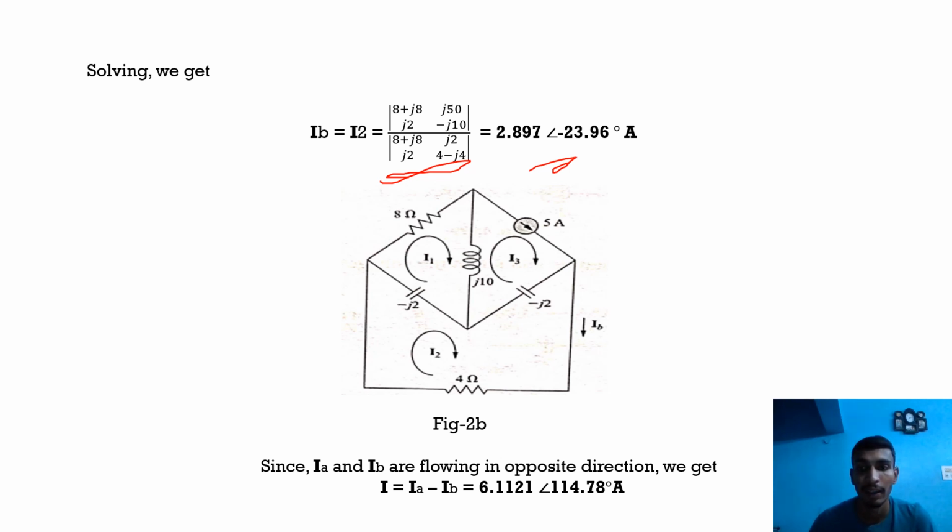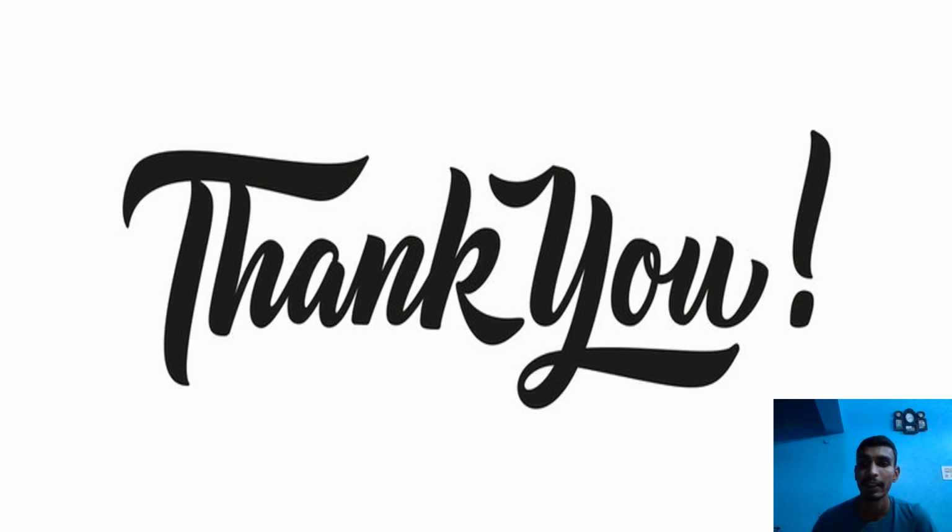Again, we redraw the circuit as per our convenience. Since Ia and Ib are flowing in opposite directions, we need to subtract both currents to find the total current of the resistor. So the total current would be Ia minus Ib, which is 6.1121 at an angle of 114.78 degrees amperes. So these two are the numericals discussed today, and hopefully it was helpful for you.